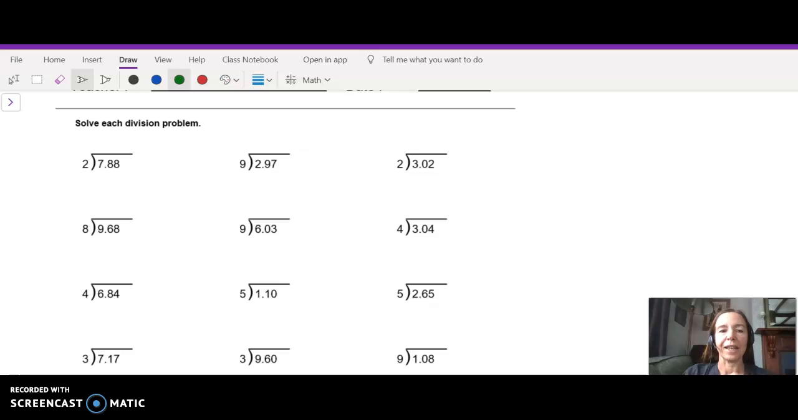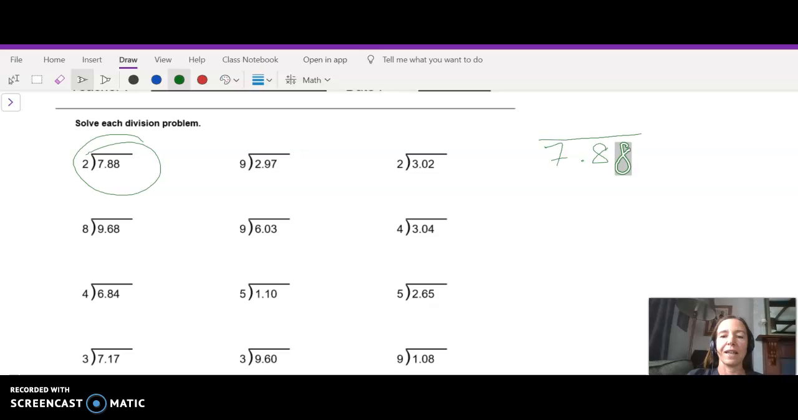Today we're going to be looking at dividing decimals by whole numbers and also by other decimals. We'll start with whole numbers. First of all, I'm going to do that question over there, so I'm just going to write it over here so I've got a bit more space. 7.88, and I'm dividing by 2.